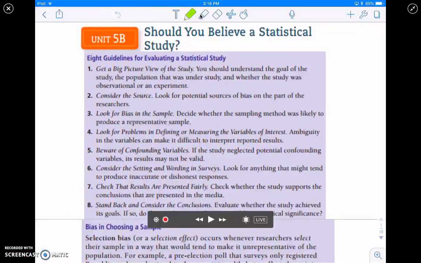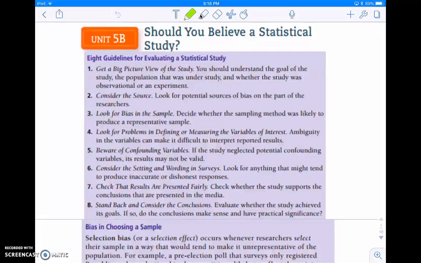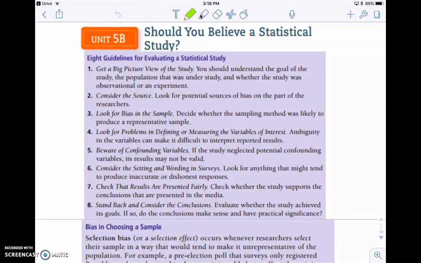Okay, in this video we're looking at Unit 5B, determining whether we should believe a statistical study. In this unit there's not going to be a lot of calculations going on. We're going to be looking at a lot of hypotheticals or surveys that have happened and trying to interpret whether or not what we see we should believe at face value, or if we should have some uncertainty.